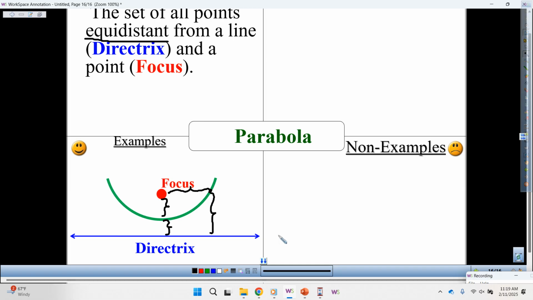All right, give us a non-example. Non-example. Mario, pass on one. Enrique, non-example.